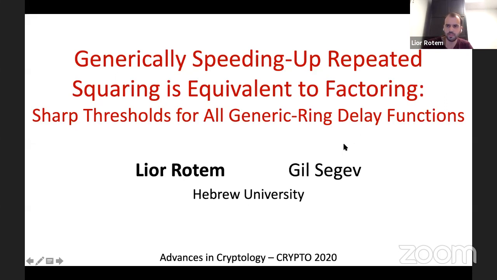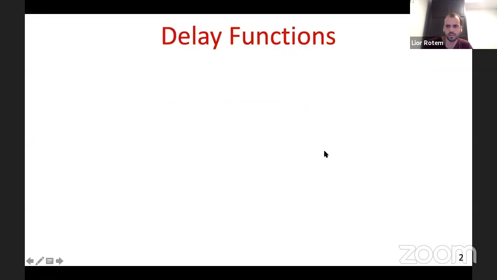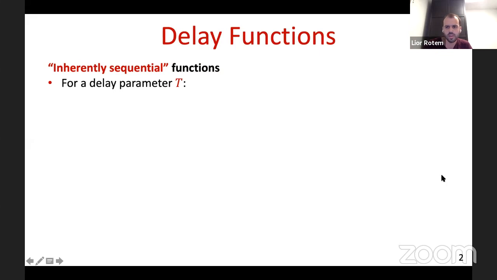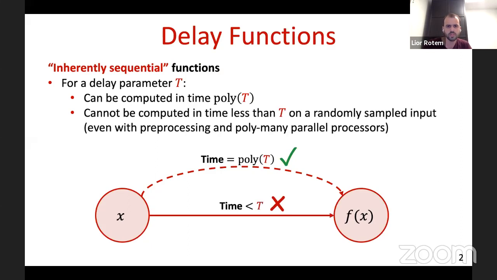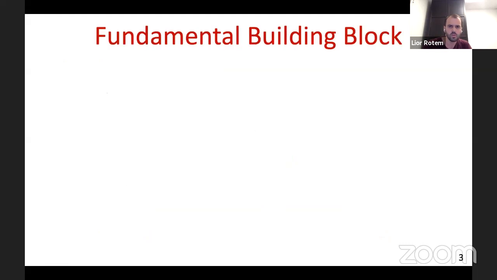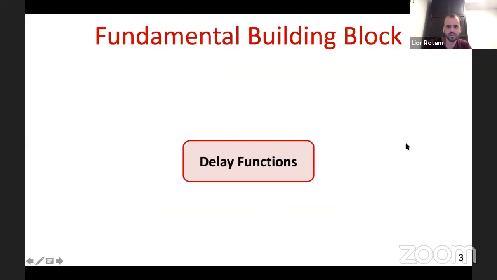And this talk is going to be about delay functions. So what are delay functions? Roughly speaking, a cryptographic delay function is a function which is efficiently computable, but only in a manner which is inherently sequential. Concretely, a delay function takes in an additional delay parameter t. And given this delay parameter, the function should be computable in some time polynomial in t, for example 4t or t cubed. However, it should not be possible to evaluate the function on a random input in time less than t. And this should hold even if we allow for a preprocessing stage and for attackers with a polynomial number of parallel processors.